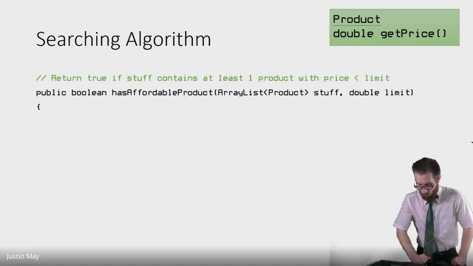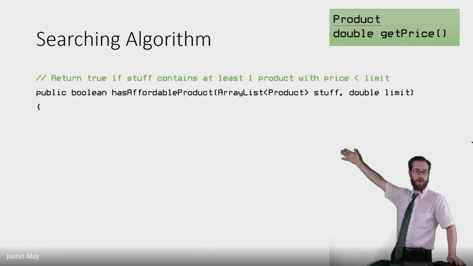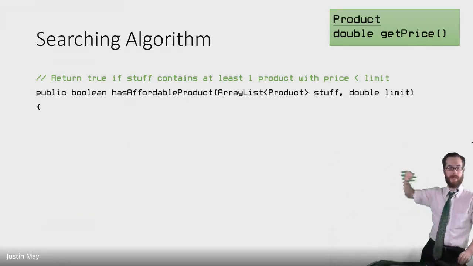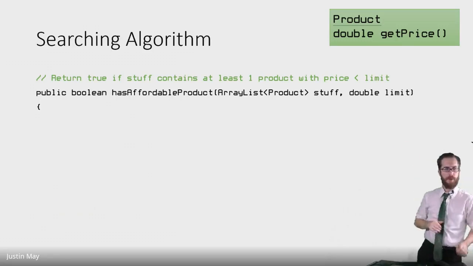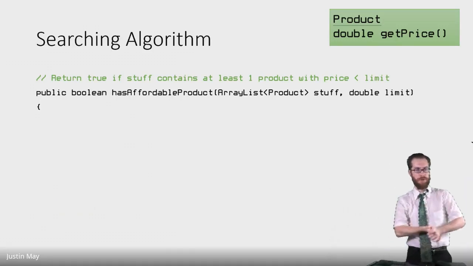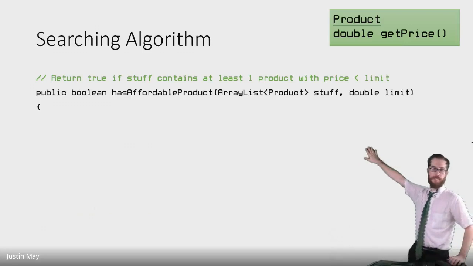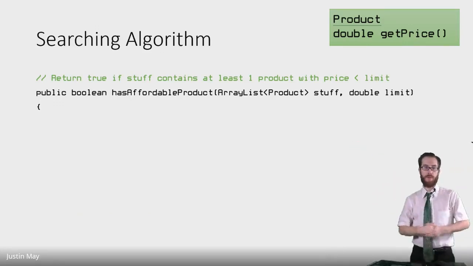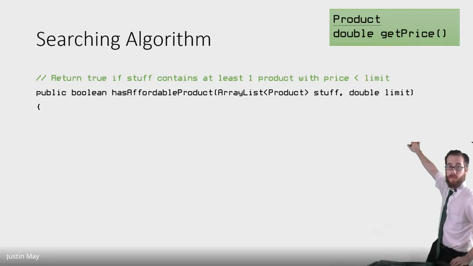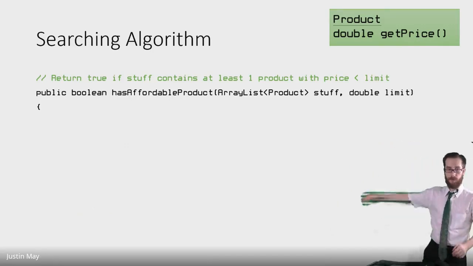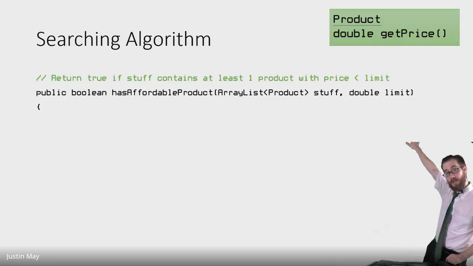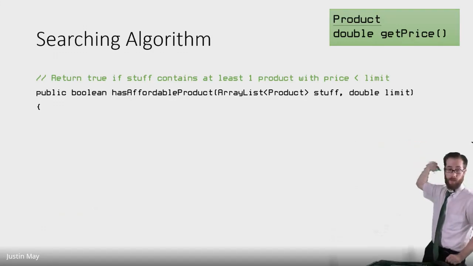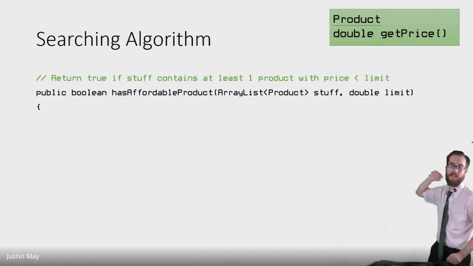All right, so we're going to write this method called hasAffordableProduct. And I've got a comment. It's pretty straightforward what we're going to do. We're going to return true if stuff, which is the name of the list, contains at least one product with price less than the limit. So we don't know what makes something affordable. It's whatever value is in limit. It could be $100, it could be $1, it could be $1 million, whatever that limit is.